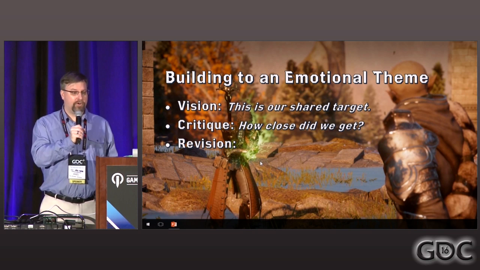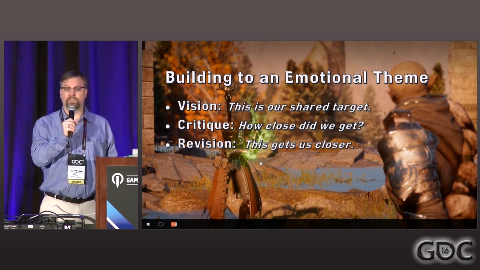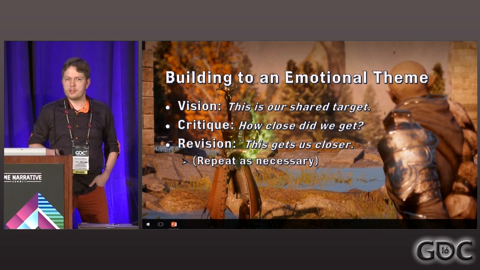Revision gets you closer to your target. That's its goal. That's its only goal. Are you getting closer to the vision that you set at the start of the project? And now there's a fourth step, which is repeat as necessary. You're very rarely going to hit your vision on the first try. And repeating the process over and over again gets you closer and closer to that vision.